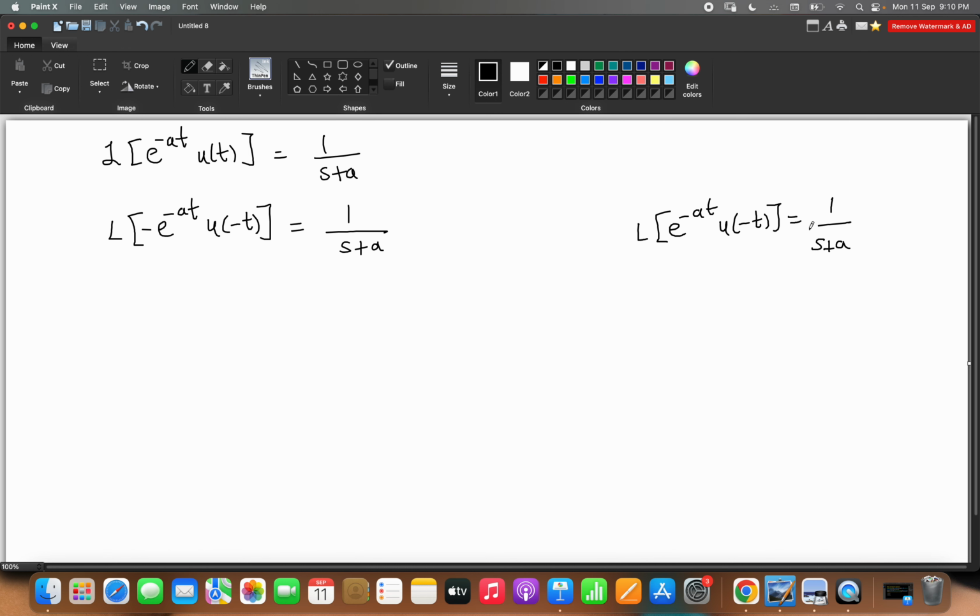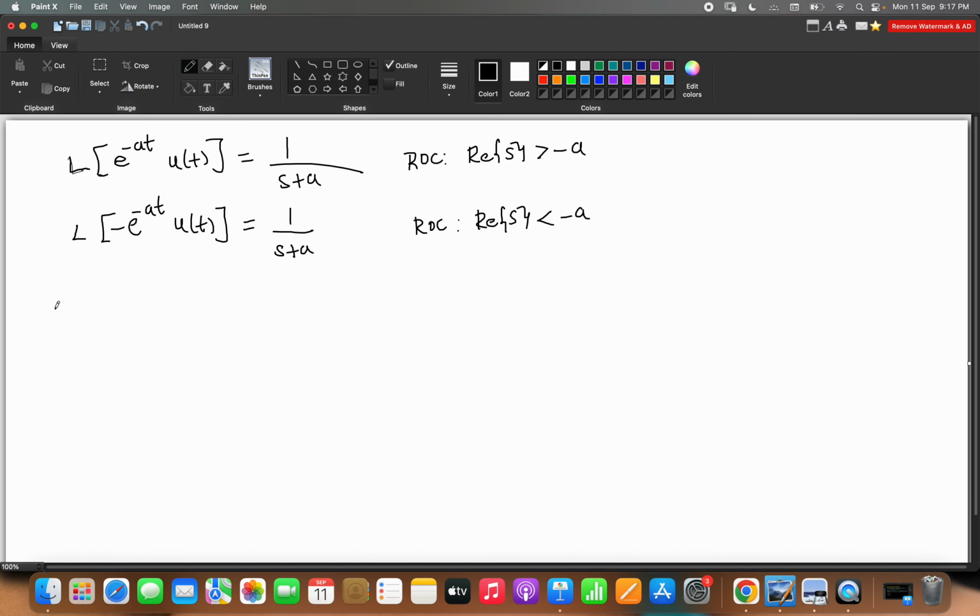So how are both differing from each other? The thing is ROC. For this case, ROC is real part of s is greater than minus a. And for this case, ROC is real part of s is lesser than minus a. These results are very helpful in finding the inverse Laplace transform. The same ROC is applicable for this too.